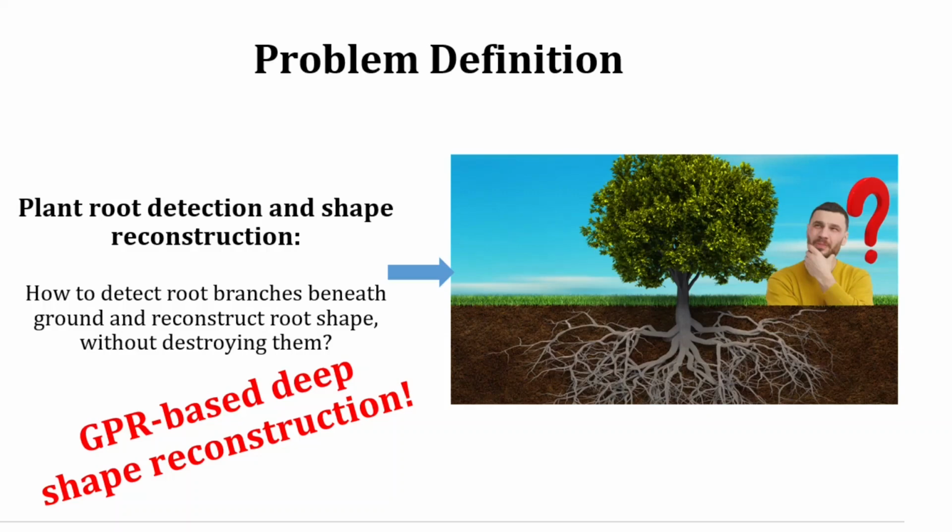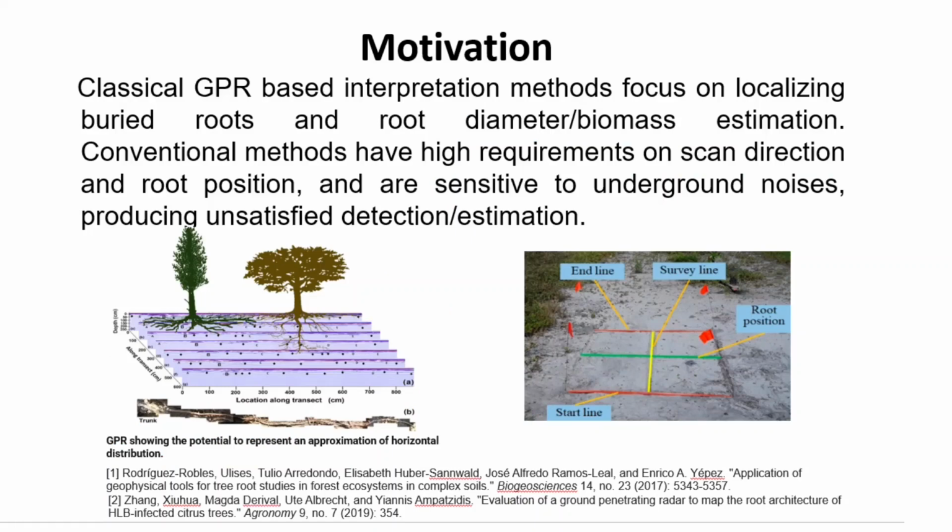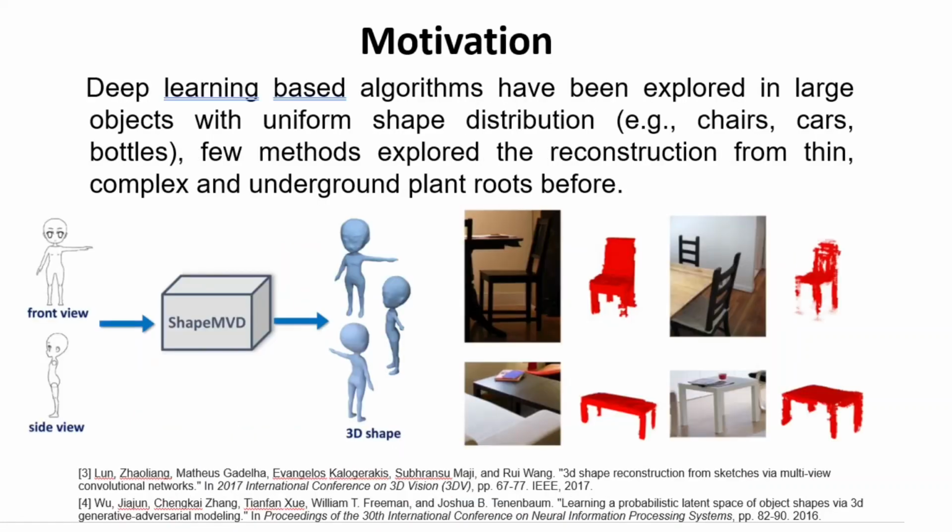Let's introduce our motivation. Classical GPR-based interpretation methods focus on localizing various roots and estimating root diameter. Conventional methods have a high requirement on the scan directions and the root positions, and are very sensitive to underground noises, producing unsatisfactory detection results. In recent years, deep learning-based algorithms have been widely explored for large objects with uniform shape distribution, for example chairs, cars, and bottles. Few methods explored reconstruction of thin and complex underground roots before.